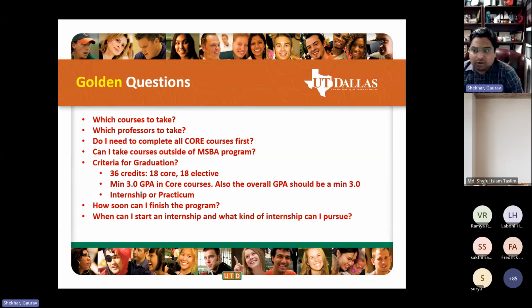How soon can I finish the program? 1 year is definitely doable. Up to 6 years, most of our students take 1.5 to 2 years. So it's all up to you how you stack up your credits.